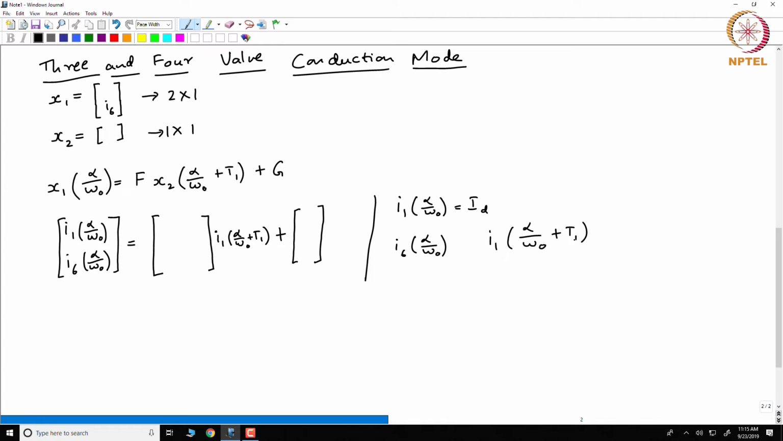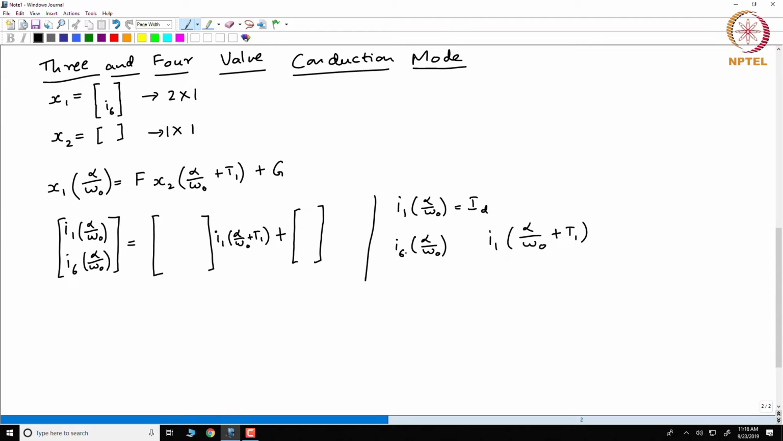Say this uppercase T1 is one interval, that is 60 degrees. Now we are doing everything in time because our equations are differential equations where the independent variable is time. So that's why we have changed everything to time for the time being. So how are these two related, I6 at alpha by omega O and I1 at alpha by omega O plus T1? Both are 0.